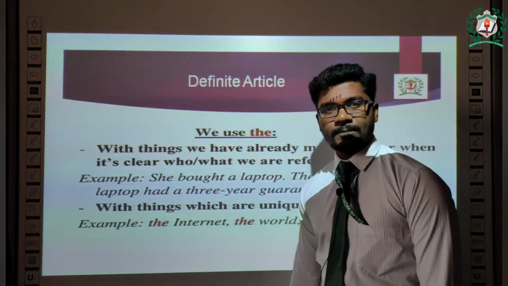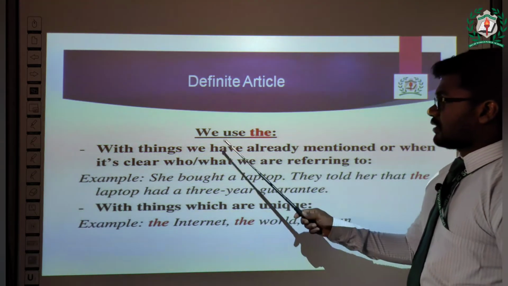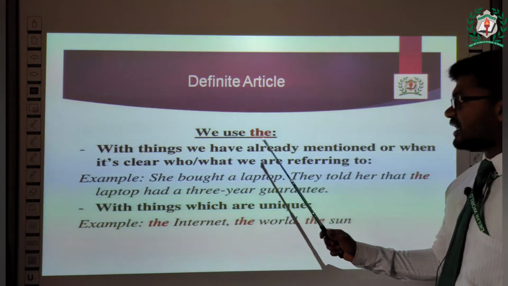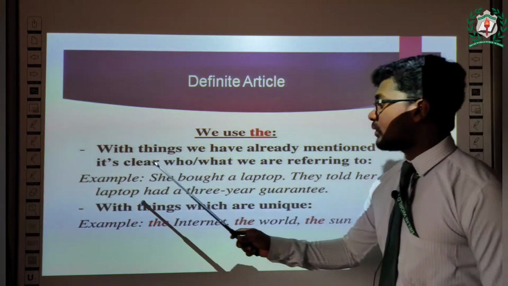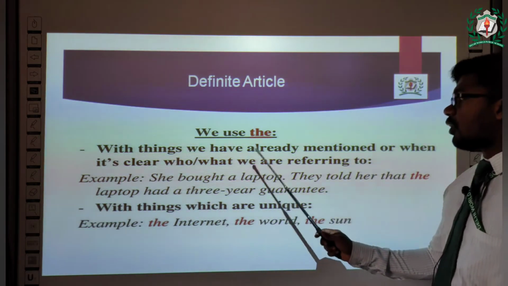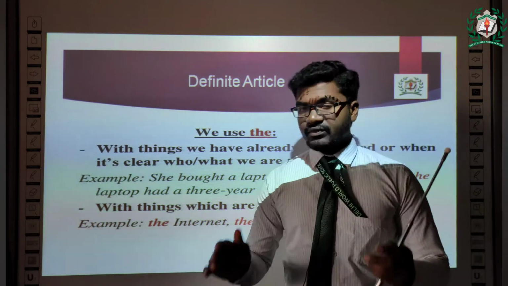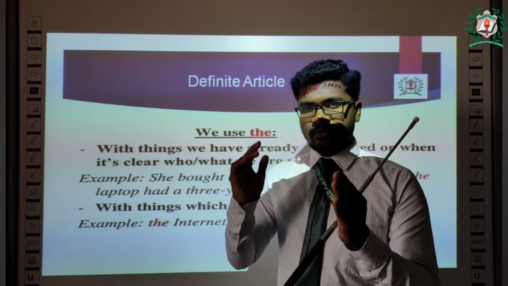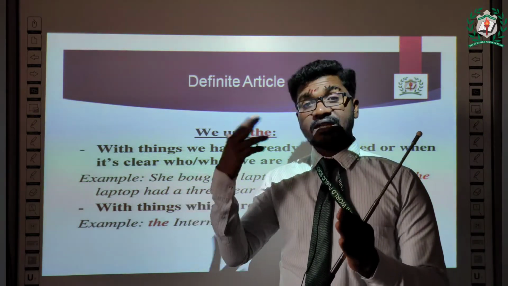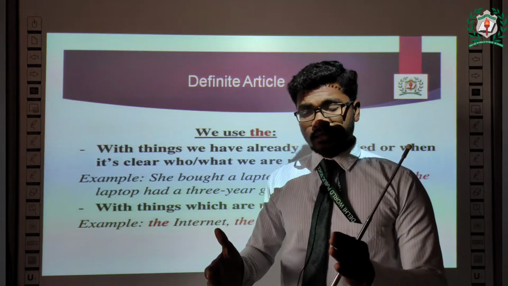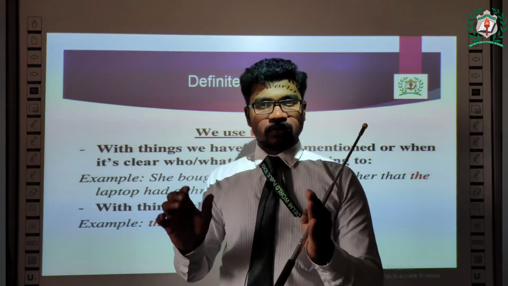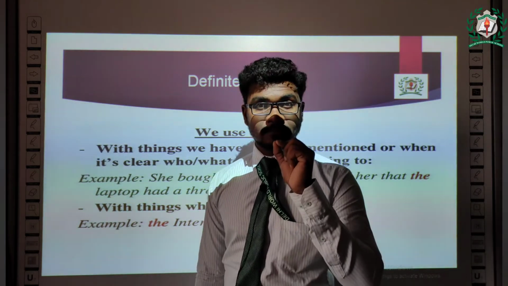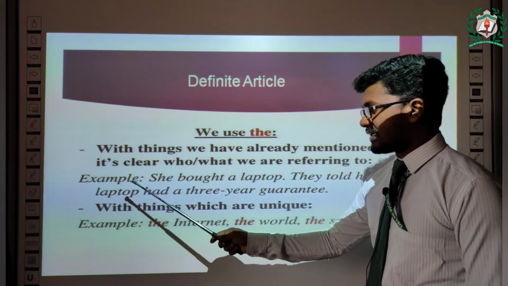First, let's see about the definite article. We use "the" as the definite article with things we have already mentioned, or when it's clear who or what we are referring to. We make sure that thing which we know already, which we mentioned, and what it is really about, we are definite about it. In that case we will be using "the".